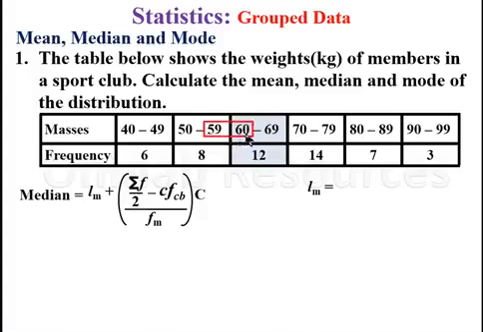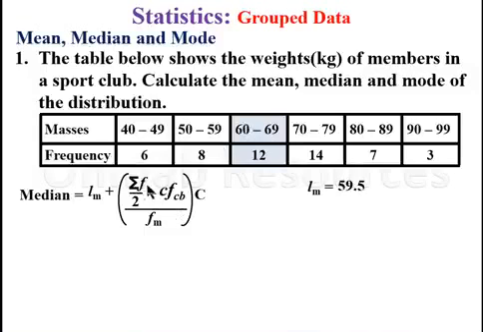Then we find the midpoint. That's 59 and 60. The midpoint is 59 plus 60 divided by 2, and that will give you 59.5. So the 59.5 is the lower class boundary of the median class.